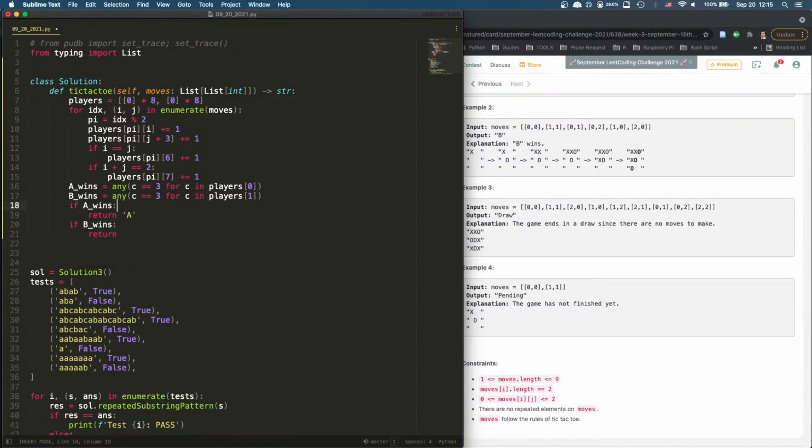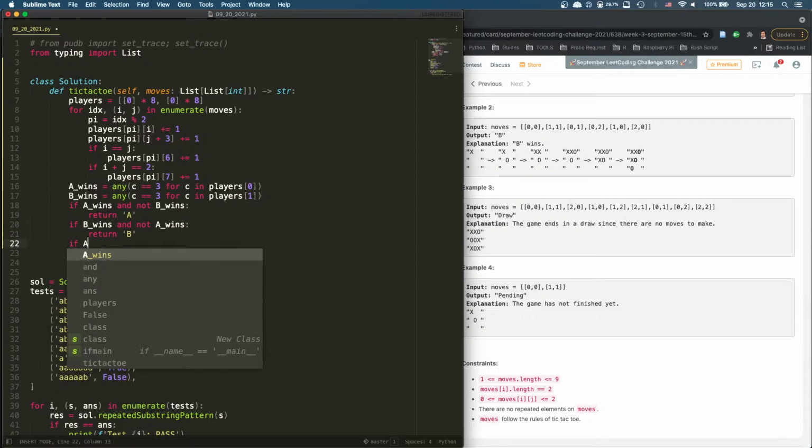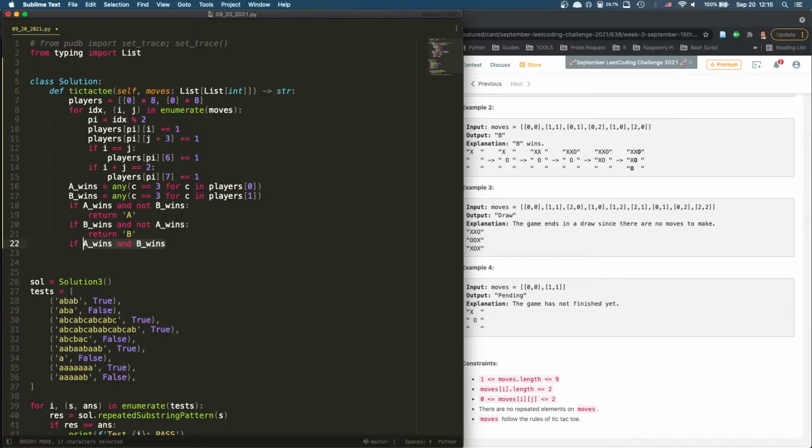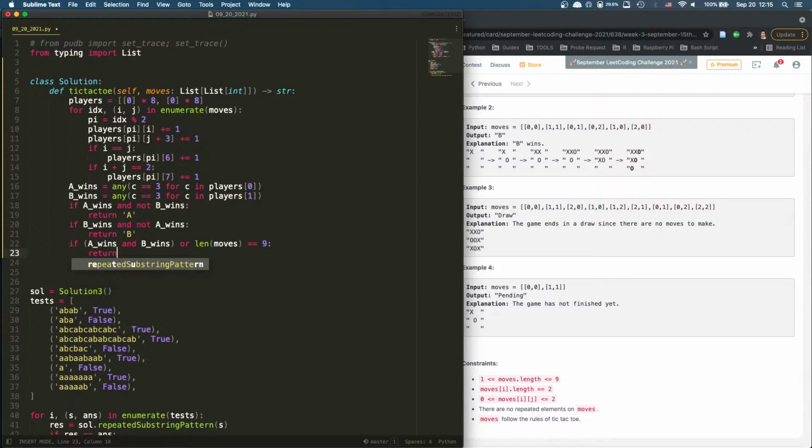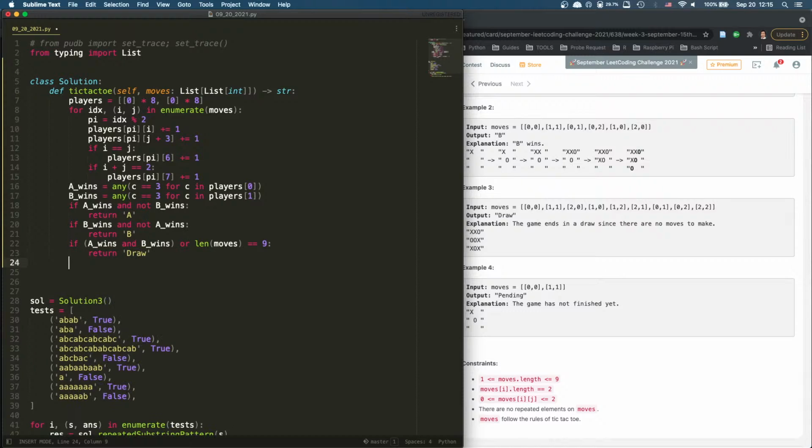Oh, hold on. If A wins and not B wins, return A. If B wins and not A wins, right? Return B. If A wins and B wins, or len moves equals 9, return draw, right? And the last one would return pending. Okay? Let's see if the logic holds.